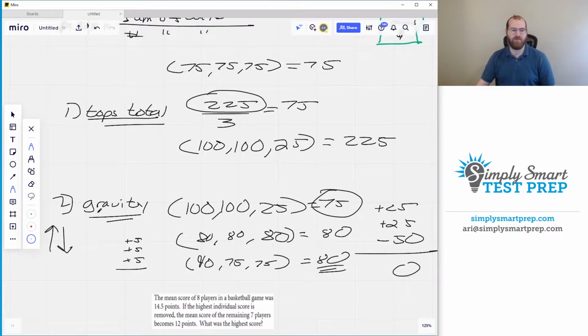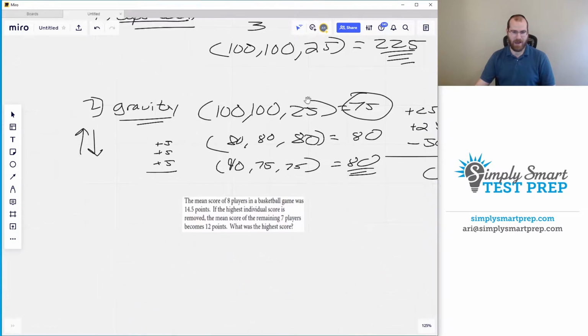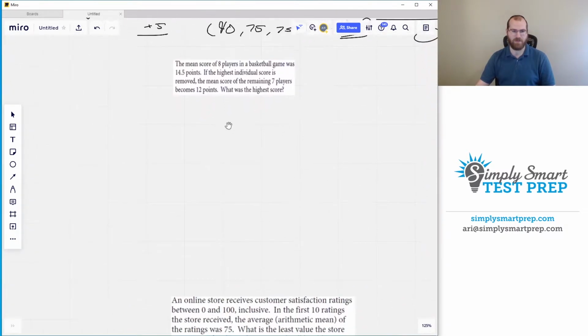So this is really helpful. This gravity method is really helpful when we focus on the mean, and whenever you see the mean in the problem, that's what you're going to write down and focus on, as we'll see. Whereas in the TOPS total method, we're going to try to convert everything to TOPS total when we set up our word problem. Let's go ahead and look at problem number 1 from the SAT.